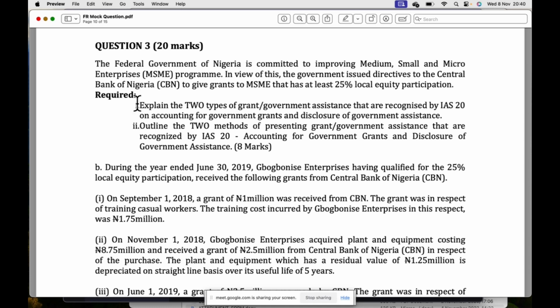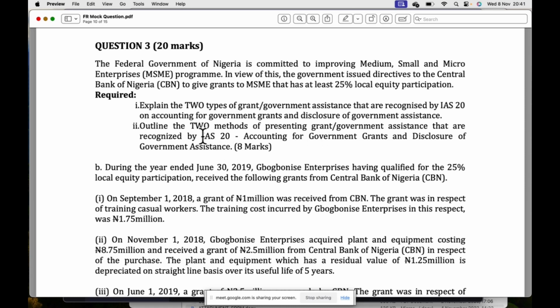Required: explain the two types of grant or government assistance that are recognized by IAS 20, on accounting for government grants and disclosure of government assistance. Also outline the two methods of presenting grants or government assistance that are recognized by IAS 20, accounting for government grants and disclosure of government assistance.